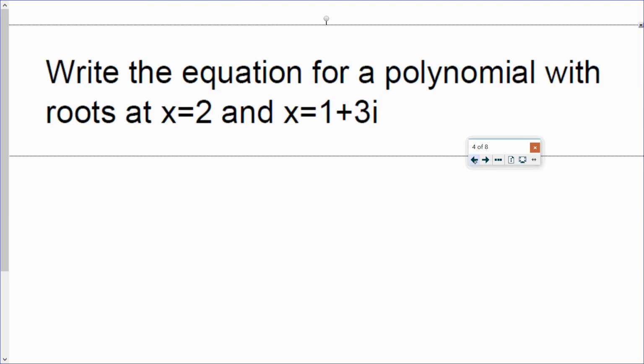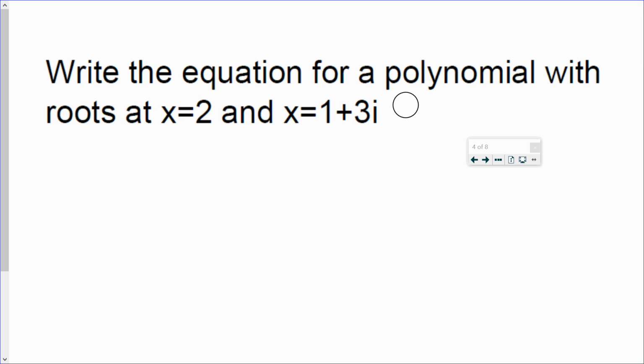So if I look at this one, it says write the equation for a polynomial with roots at x equals 2, and then x equaling 1 plus 3i. So the thing that's kind of tricky here is you can't just make one root of 1 plus 3i. There has to be another one, which is that idea of the conjugate. I'm going to have another root at x equals 1 minus 3i. So I wanted to show this as well, just because we've been finding in the homework, finding the equations when we give you non-real roots.